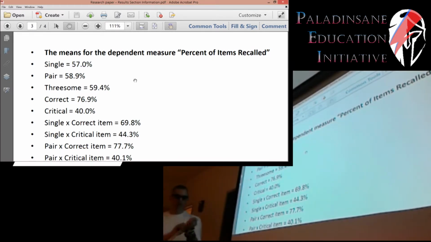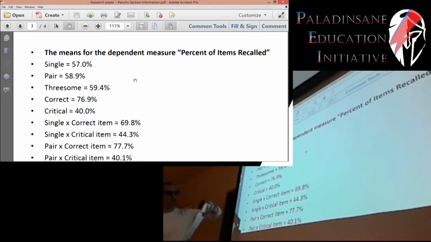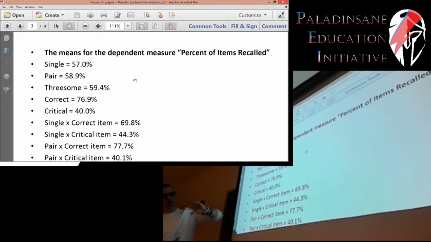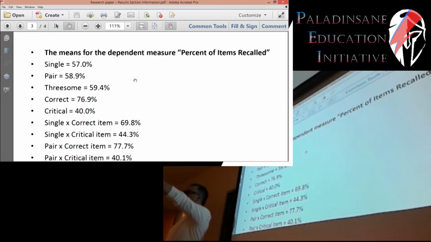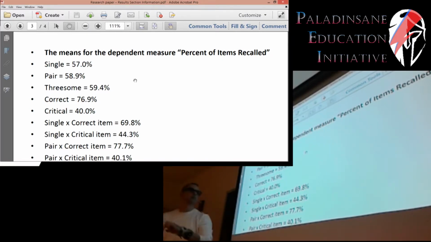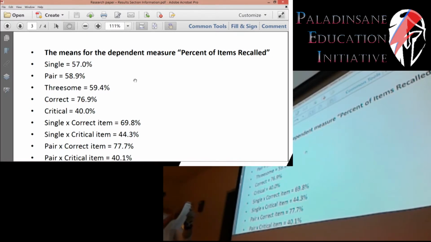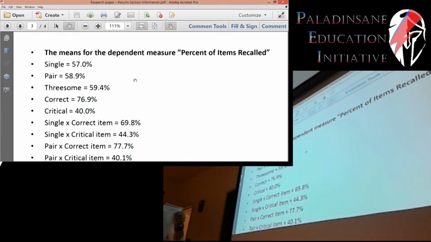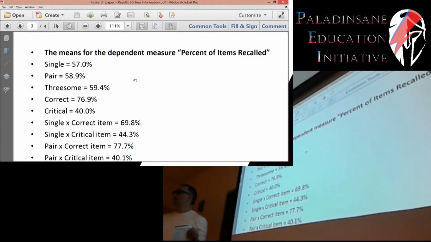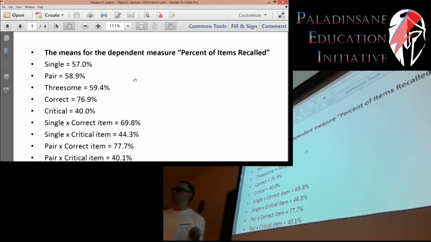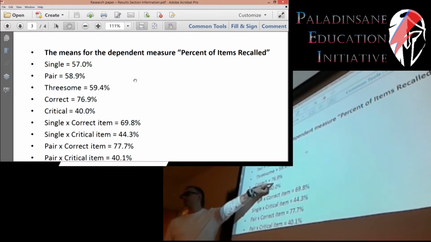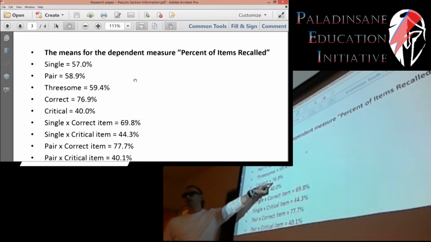If you look at this first graph, where we have percent recall and item type, you will see that the correct items were recalled just under 80%. So about 80% of the correct items were recalled in our experiment. And that actual number is here, it's 76.9%. So in our experiment, correct words were recalled at a rate of 76.9%.